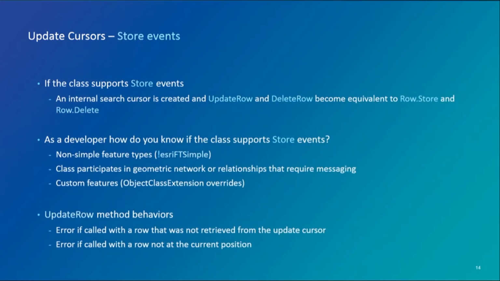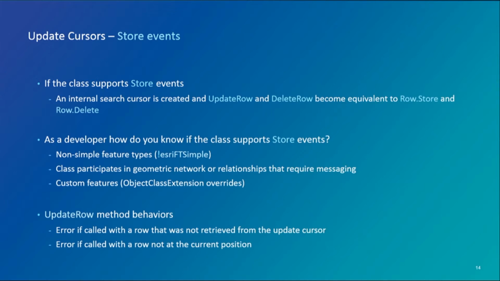So what happens if your class requires store events? Well, internally, if the class requires store events, the geodatabase will convert that update cursor to a search cursor. And the equivalent update row or delete row will effectively be row.store and row.delete. So how do you know if your class requires store events? Well, the first big flag is if the feature type of the feature class or the table is not of type simple, right?